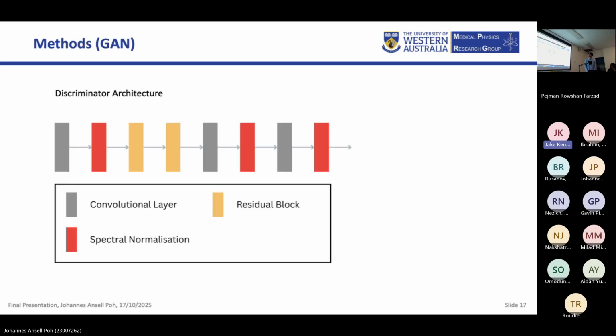And this is the discriminator architecture that is used, which is just a series of convolution layers and residual blocks with spectral normalization for easier training.